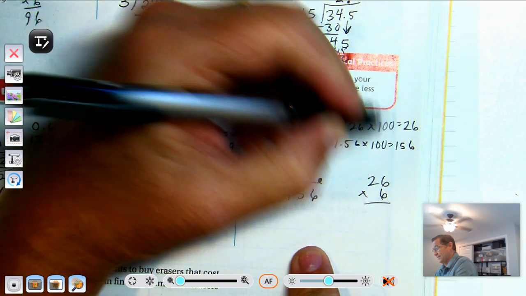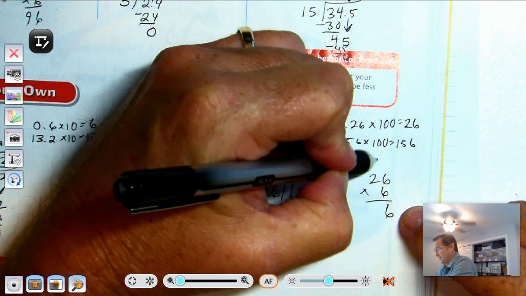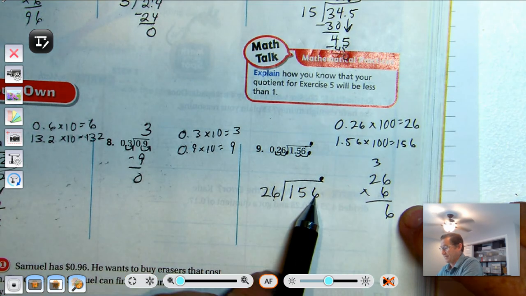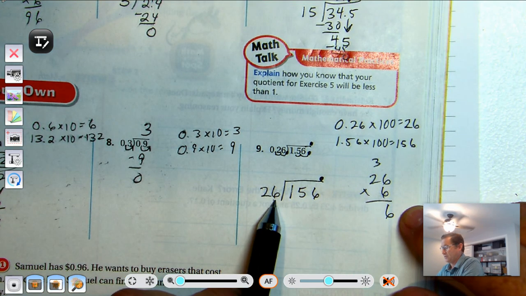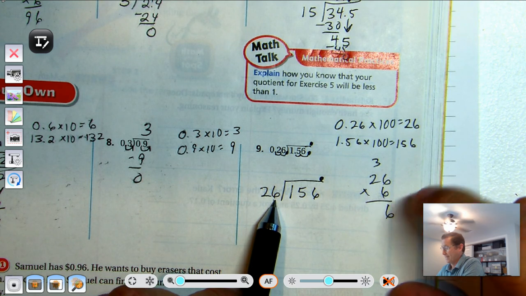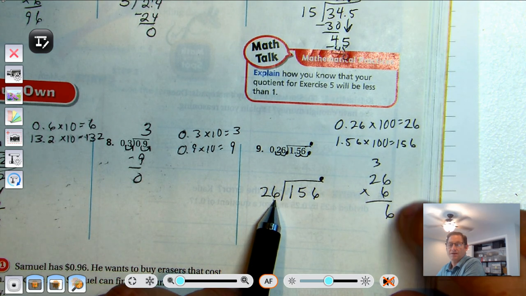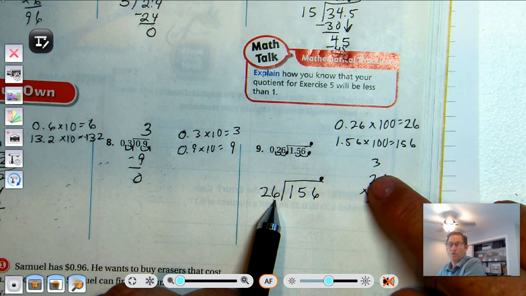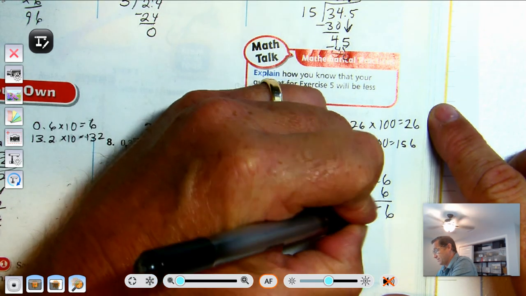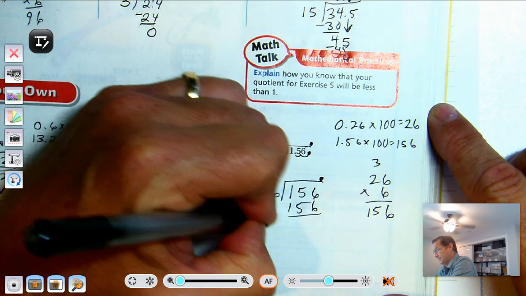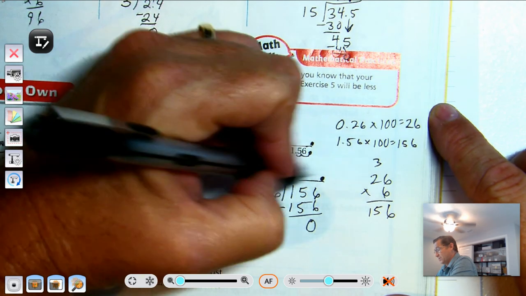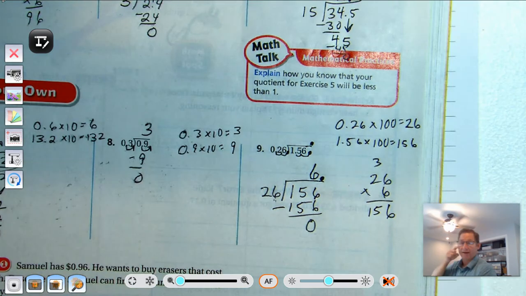26 times 6. 6 times 6 is 36. So again, I was trying to see how many 6s I could multiply by the 6 ones here to end in 6 ones. So that's 36. 6 times 2 is 12, plus the 3 regrouped tens, 156. Subtract, I get 0. So our answer is 6.